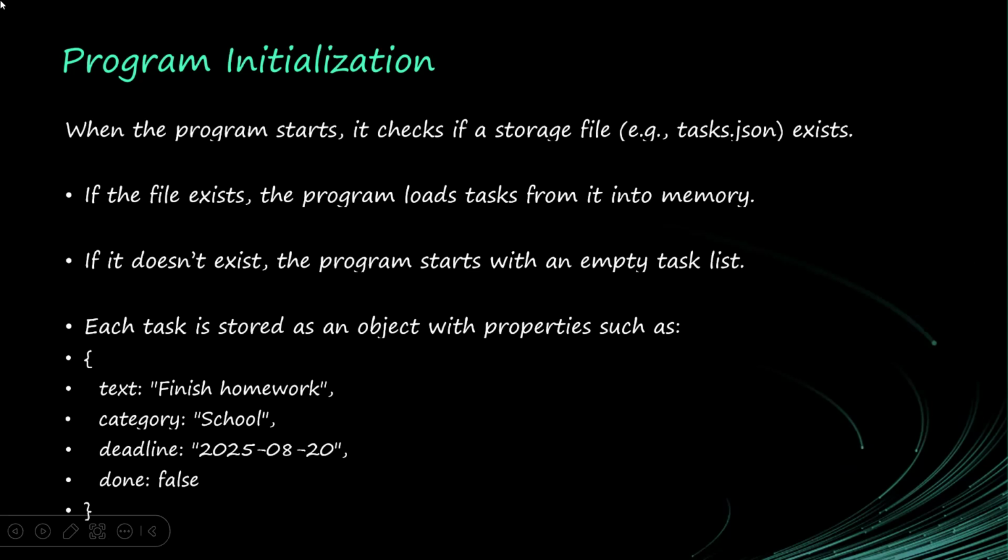So now each task is an object with these properties. It has the text. The text is the task the user really wants to perform. So this one is say finish homework. The category is school. The deadline is, okay, this is the deadline. And then is this task done? False. So this is the structure of the task. We have the text, we have the category, we have the deadline, and we have whether the user has completed the task or not. Okay, so now this is program initialization.